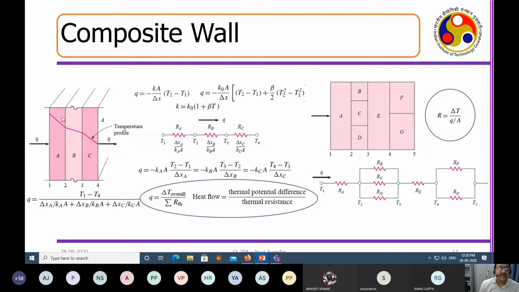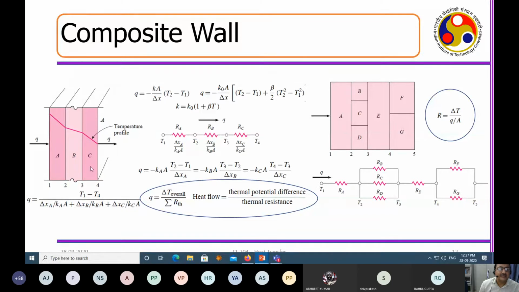So if you have A, B, C, three walls that are connected in series, and then you are allowing a heat Q to flow, the rate of heat that is flowing from this wall is Q, and this is coming out to be Q. And if you cause a temperature difference of, say, suppose this is T1, this is T2, this is T3, and this is T4. Okay, so what is your overall temperature driving force? The highest is T1 and the lowest is T4.